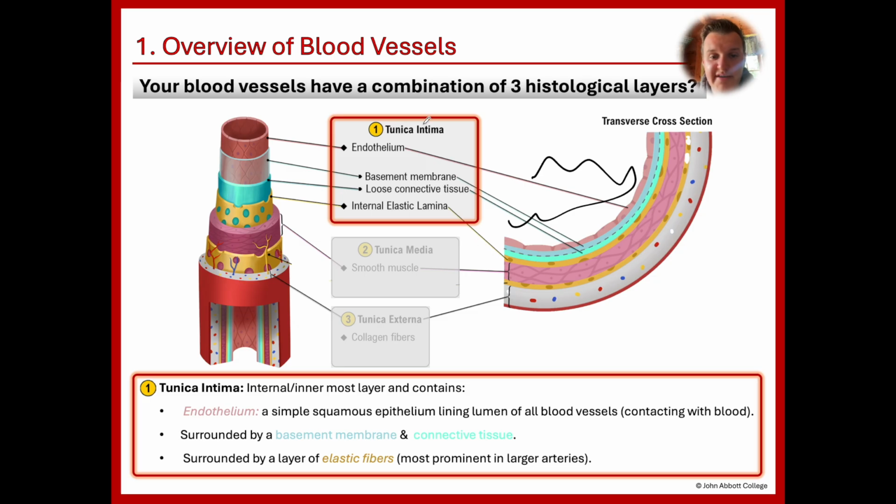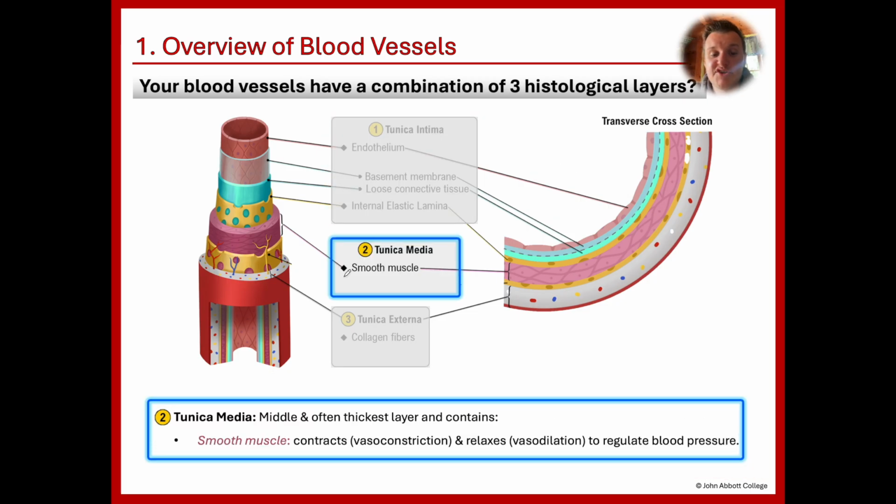Now we go to our next layer. So this was the tunica intima. Intima sounds like inside, right? Then we have the tunica media in the middle. Media, middle, right? It's the middle layer and often the thickest of the layers, right? And it contains smooth muscle. Do you see these spindle-like cells, right? These are spindle-like fibers.